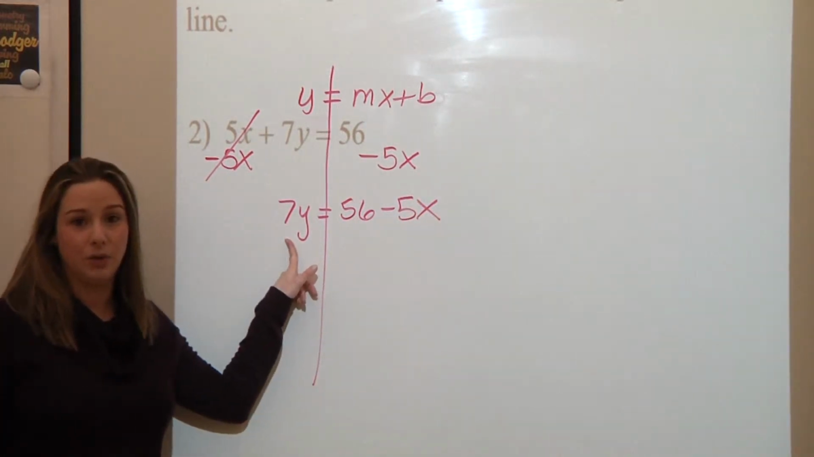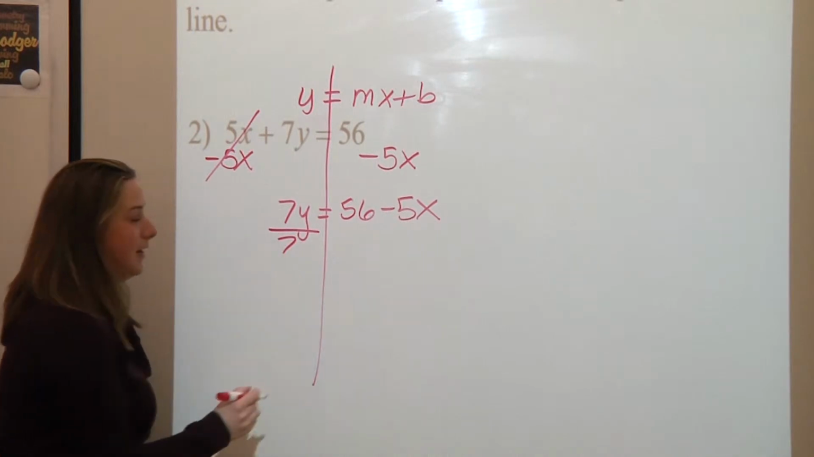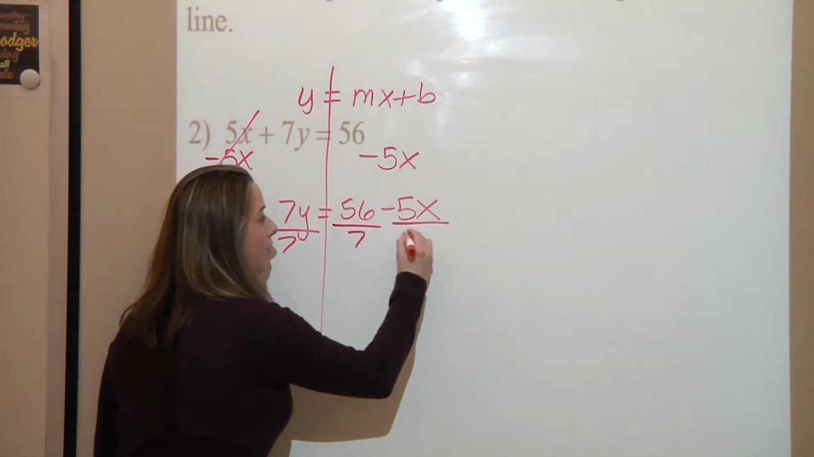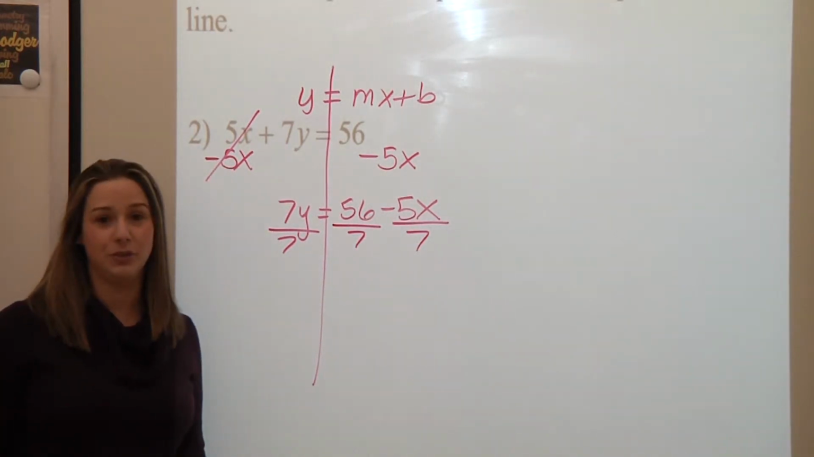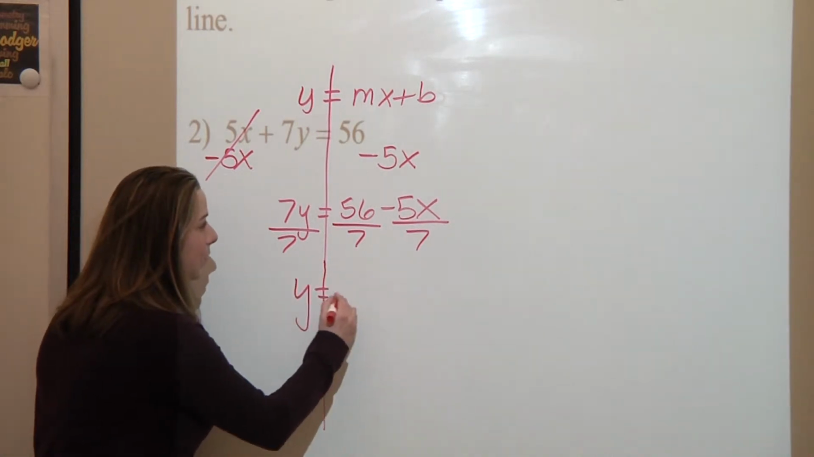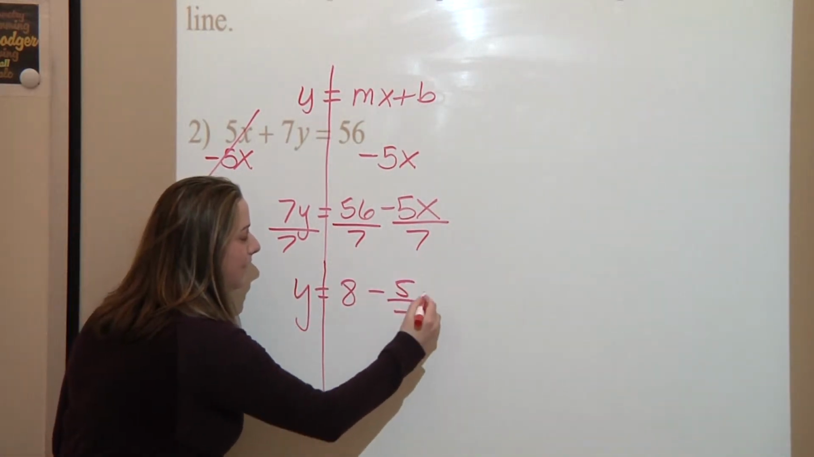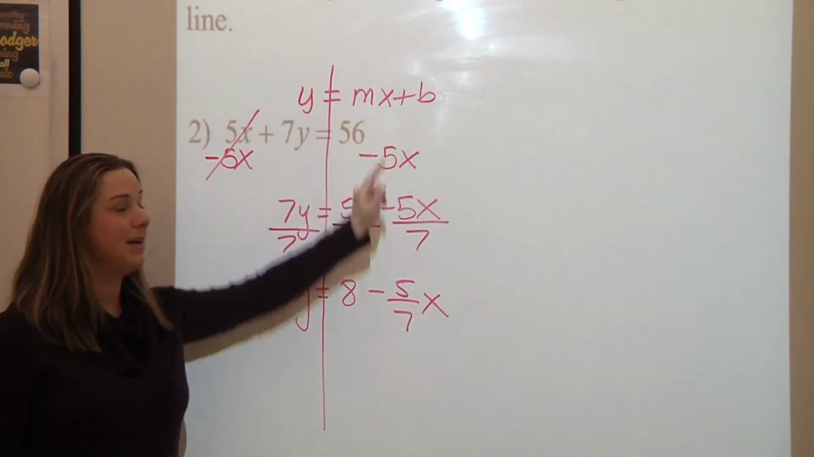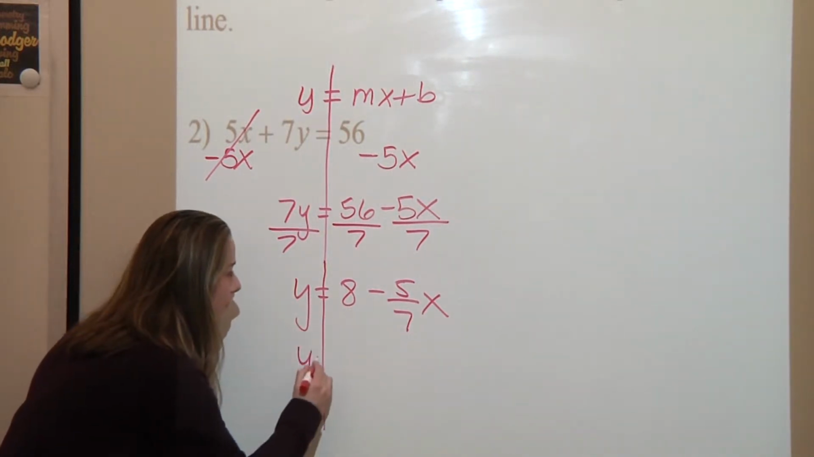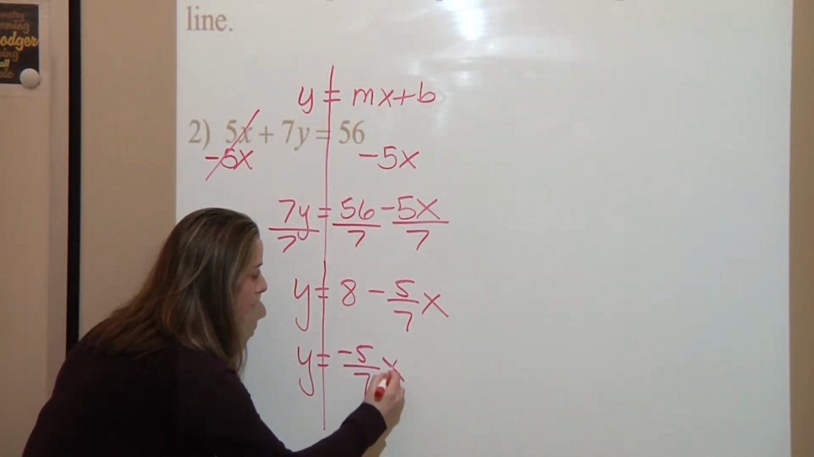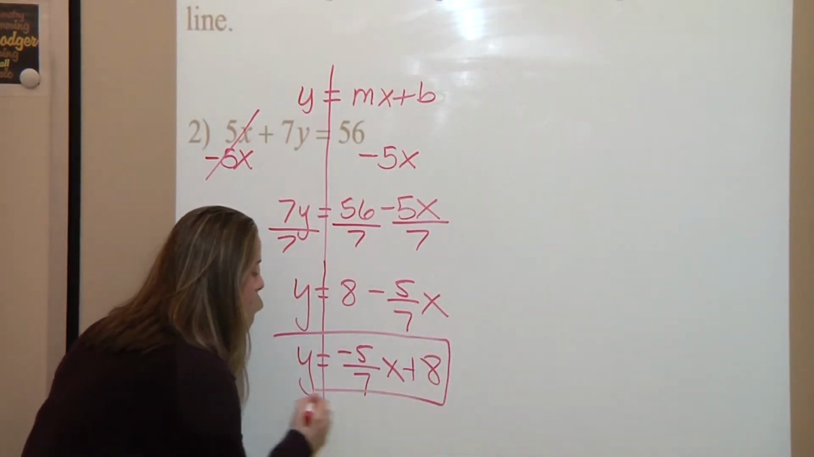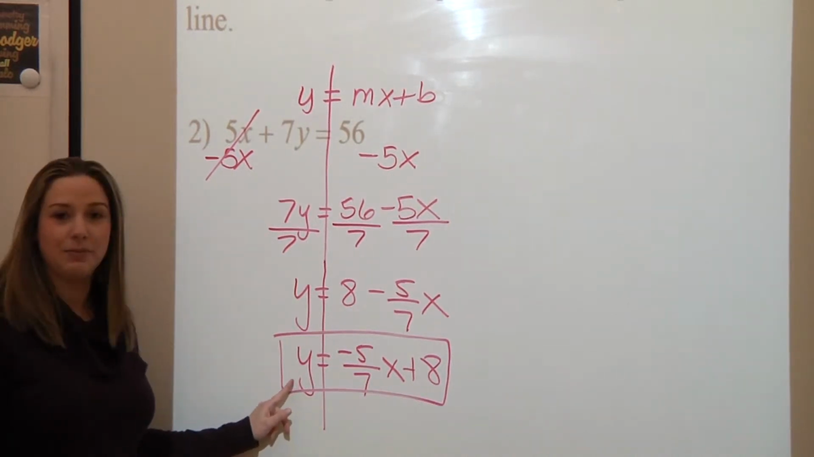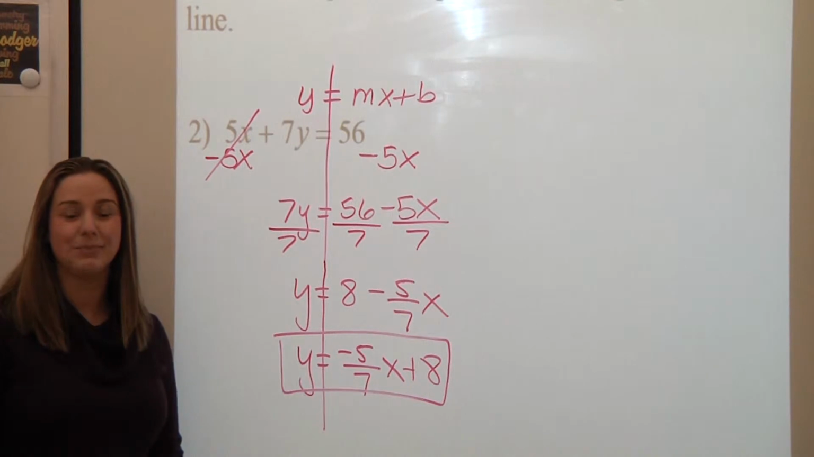In order to get y alone, we want to divide everything by 7. 7 divided by 7 is going to give us the 1 that we're looking for. Remember, whatever you do to one side of the equation, you must do to the other. So we're going to get y equals 8 minus 5 over 7x. We're almost done. We need to make sure to put it in slope-intercept form where we have mx plus b in that order. So 5x plus 7y equals 56 is now in slope-intercept form, y equals negative 5 over 7x plus 8.